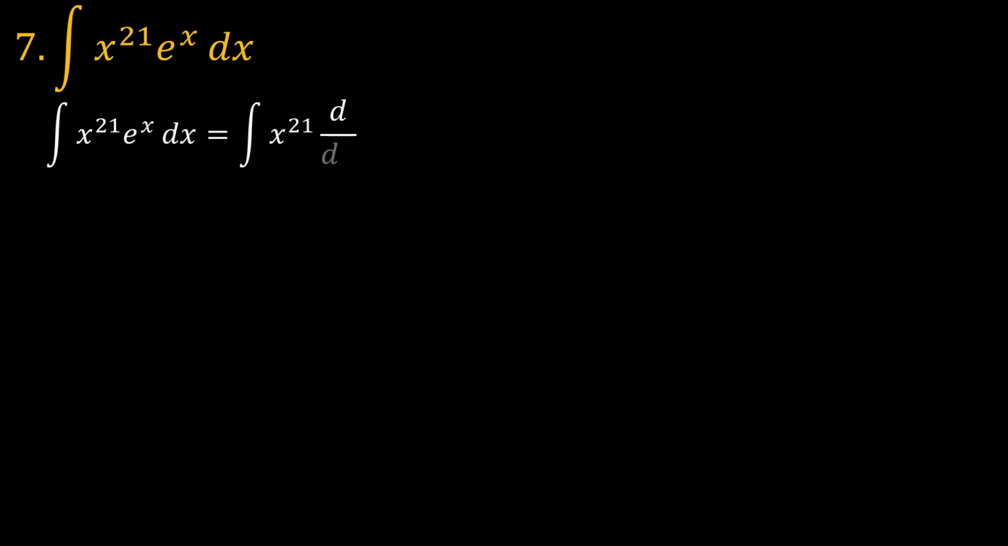So on to problem number 7, the indefinite integral of x to the 21 times e to the x. What we're going to do here is re-express this problem as the integral of the product of x to the 21 times the derivative of e to the x. The derivative of e to the x is the same as e to the x. And so we can now use integration by parts, where the integral of the product of a function u and the derivative of function v is the same as the product of u and v minus the integral of the product of function v and the derivative of the function u.